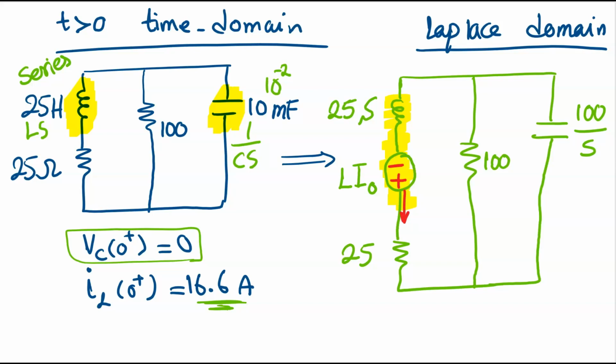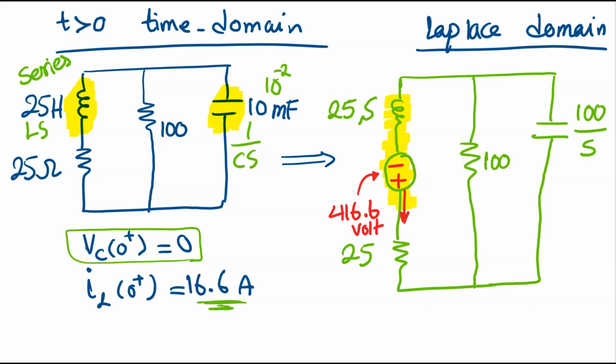Okay, so this is my voltage source, and the value of this voltage source is equal to L i naught. L is equal to 25. The initial current is 16.6. So if I multiply them, it's going to be 416.6 volt. So let me erase this one here. Okay, so this is the value of my voltage source. Now I have my circuit completely prepared to be solved in Laplace domain.